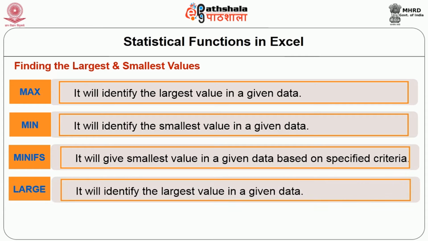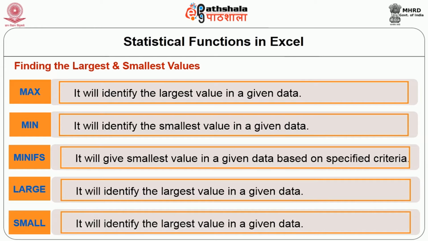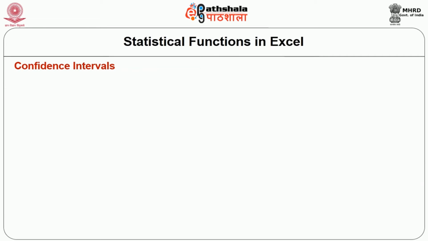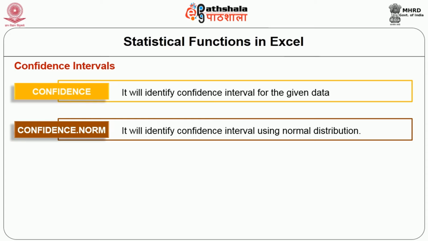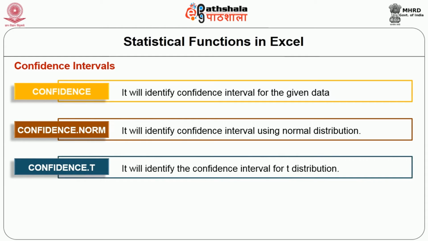LARGE will identify the largest value in a given data. SMALL will identify the smallest value in a given data. Confidence intervals: CONFIDENCE will identify the confidence interval for the given data. CONFIDENCE.NORM will identify the confidence interval using normal distribution. CONFIDENCE.T will identify the confidence interval for t distribution.